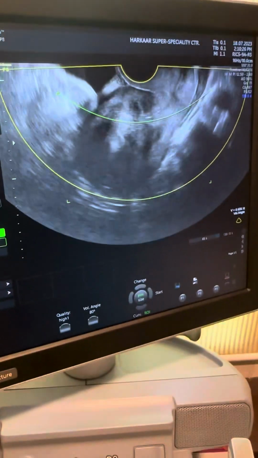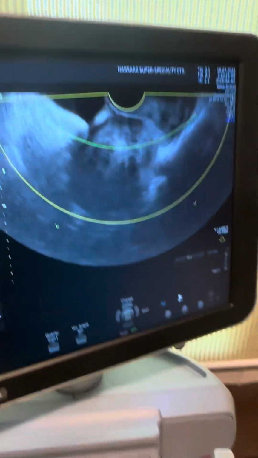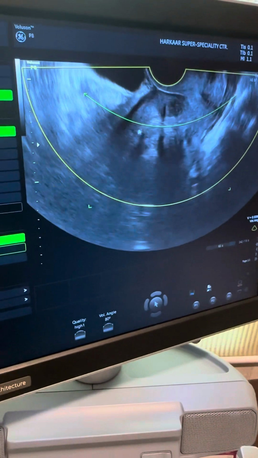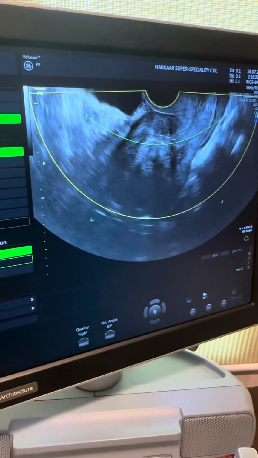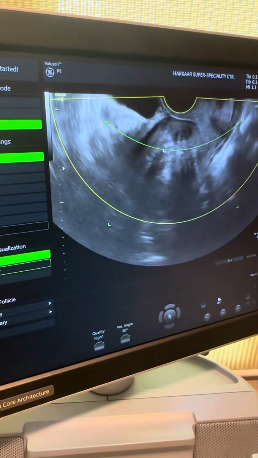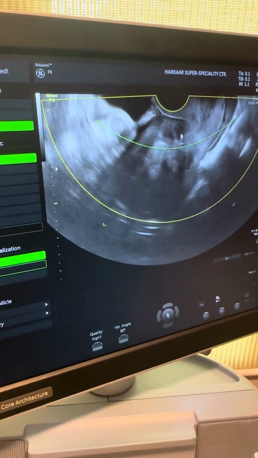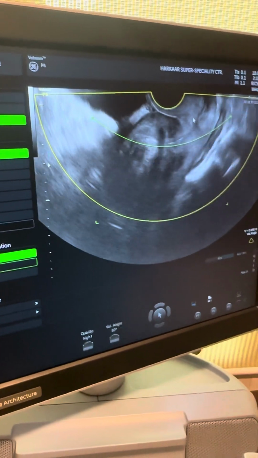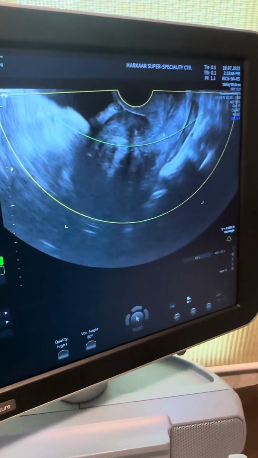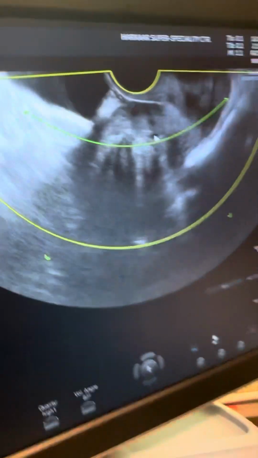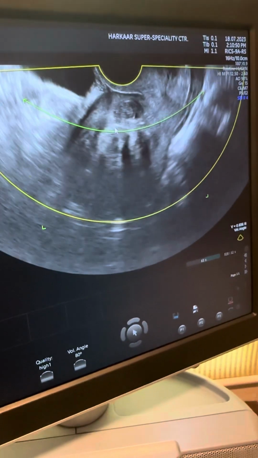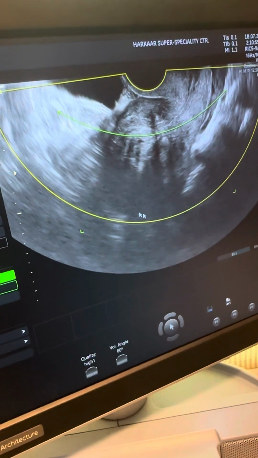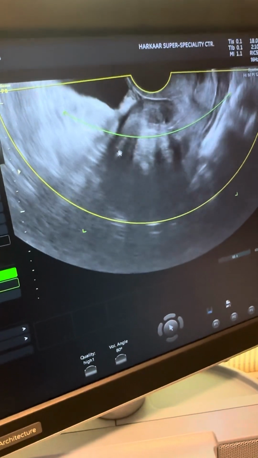This patient is married for 4 years with primary infertility. There is a fibroid in the posterior wall of the uterus. This is the fibroid in the posterior wall of the uterus compressing the endometrial cavity. This is the cervix. You can clearly see the cervix. This is the lower segment of the uterus, endometrial cavity. Here in the mid of the uterine cavity, the fibroid is compressing this area of the uterine cavity.